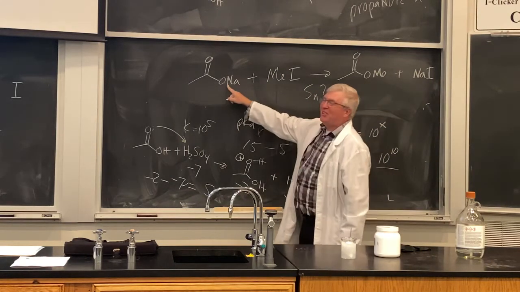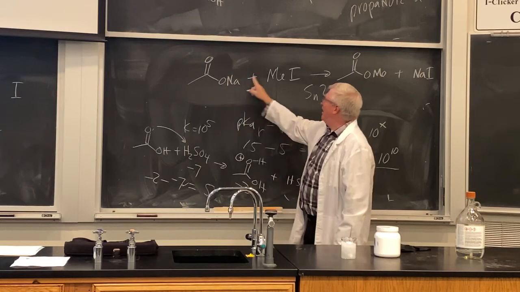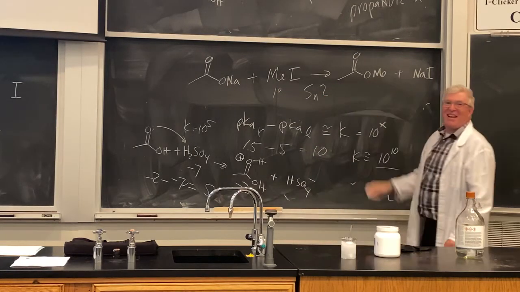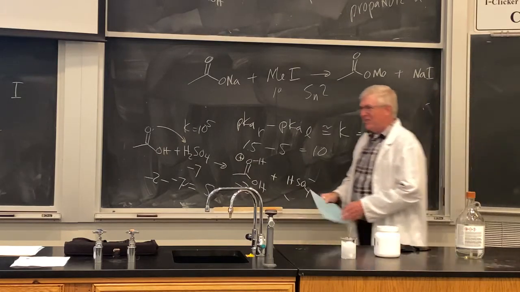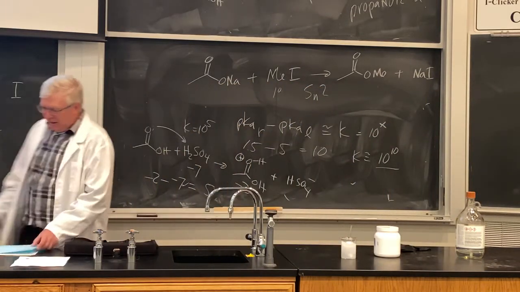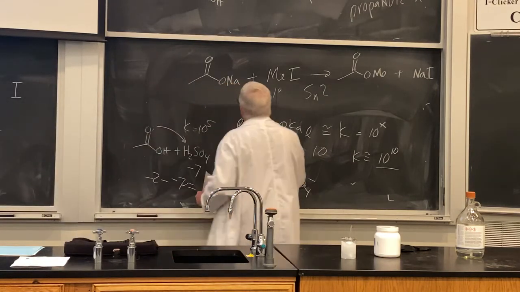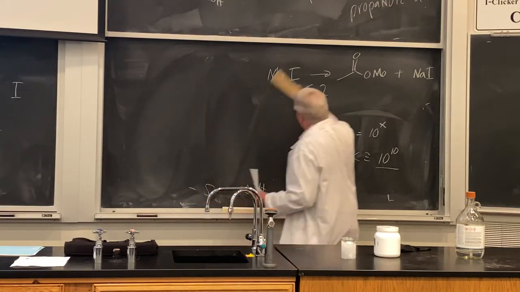Here we have a charged nucleophile, a stable charged nucleophile. Here we have a primary, good leaving group. Yeah, SN2 to make the ester. That's one of the reactions we had before. All right, a little more on properties, and then we'll wrap up here for the first hour. Give you a break here in a second.